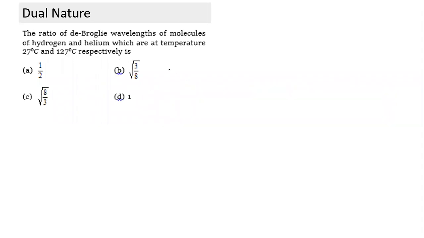Okay. Ratio of de Broglie wavelength of molecules of hydrogen and helium, which are at temperatures of 27 and 127 degrees centigrade. This is a slightly multi-concept question. Because this is de Broglie wavelength, we need to know momentum. But temperatures are given. How do we arrive at momentum from temperature? Which principle do we need to use here?